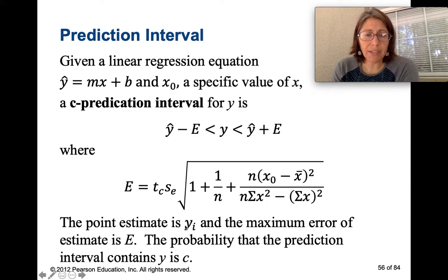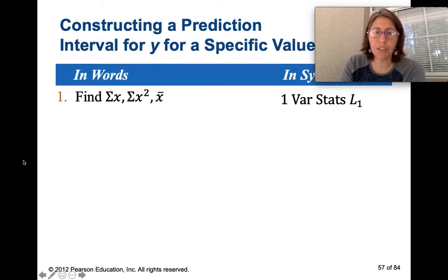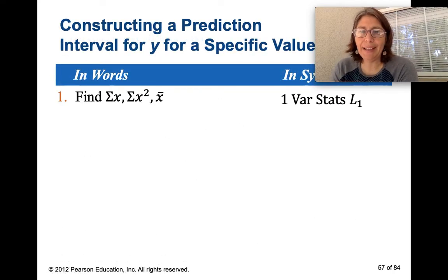Okay, the point estimate is y sub i, and the maximum error of estimate is E. The probability that the prediction interval contains y is C. So the first thing we're going to do, I'd highly recommend running one variable stats to find the sum of your x's, the sum of your x squareds, and the mean of your x's. So we're going to run a one variable stats on L1.